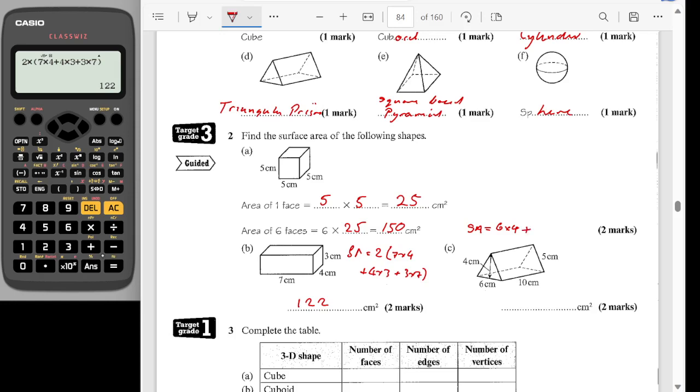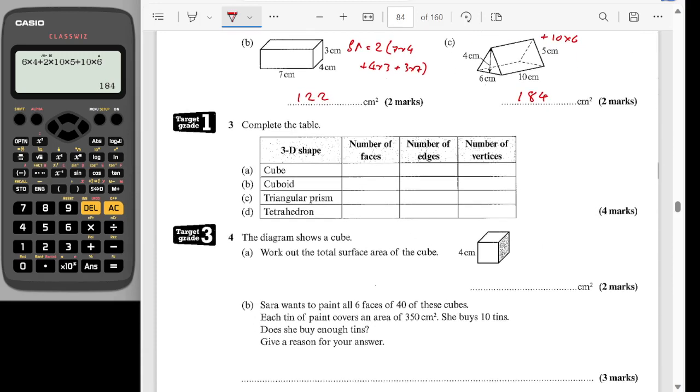Then it looks like we've got 2 rectangles that are 10 by 5. And then we've got that bottom face, which would be 10 by 6. So 6 times 4 plus 2 times 10 times 5 plus 10 times 6. So I'll make that 184. There we go.